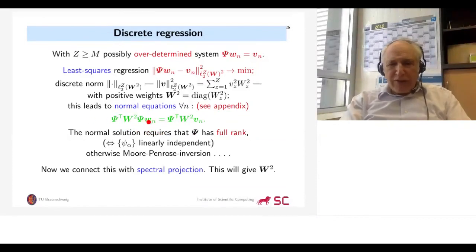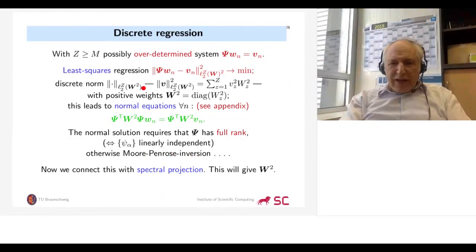I get back to the system I had to solve. CW is V. Otherwise, I have to solve this system now. We assume here that Psi has full rank, and this will be true if these Psi alphas are linearly independent. Actually, we choose them; they are orthogonal. If they're not independent, you have to do something else, which is called Moore-Penrose inversion, the pseudo inverse.